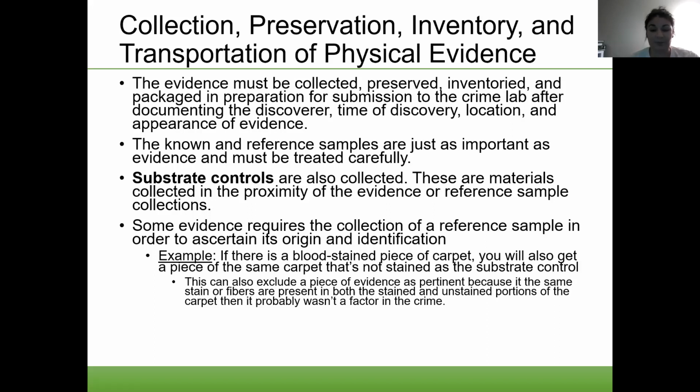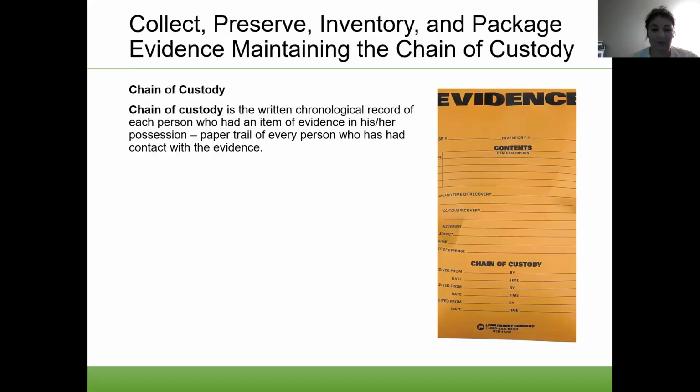So the stained piece of carpet you took and the unstained carpet look exactly the same, and when you analyze them, that probably means that stain was already there and had nothing to do with the crime. So it's not a factor, you don't have to do anything more with it. And usually only one individual is the evidence collector. This helps with the chain of custody.